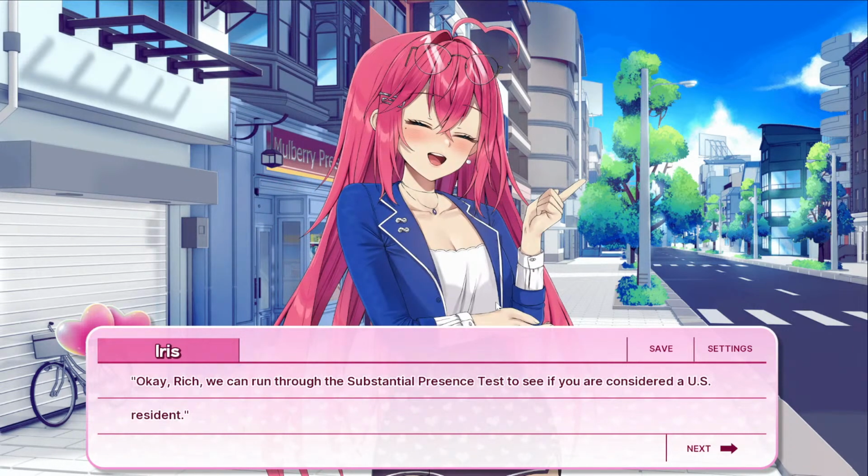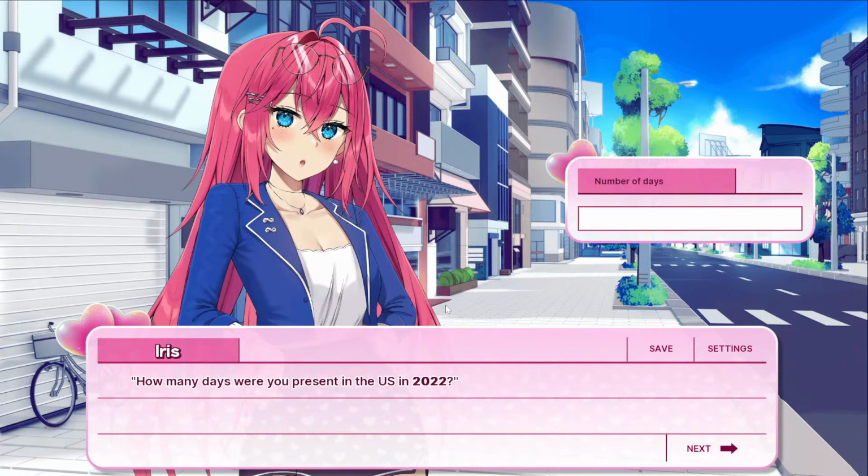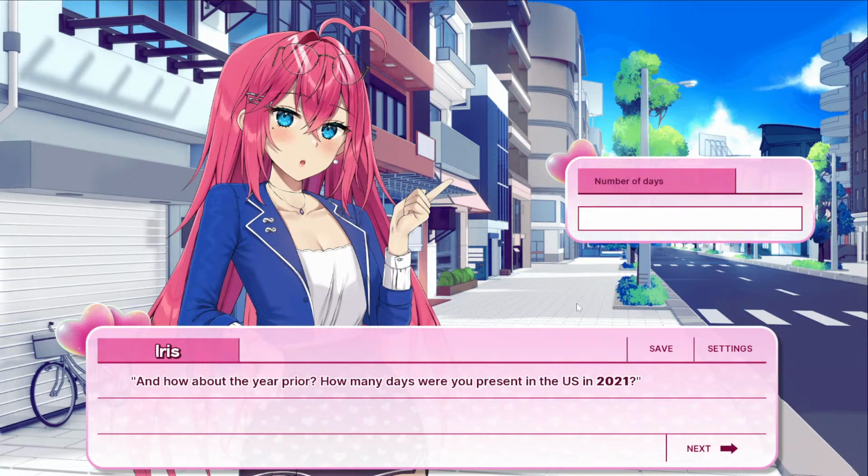Hey, Rich, we can run through the substantial presence test to see if you are considered a U.S. resident. How many days were you present in the U.S.? Let's say we stayed in the country with our relative, and then we moved into this town because we got a job or something. Okay, so let's say 105 days.